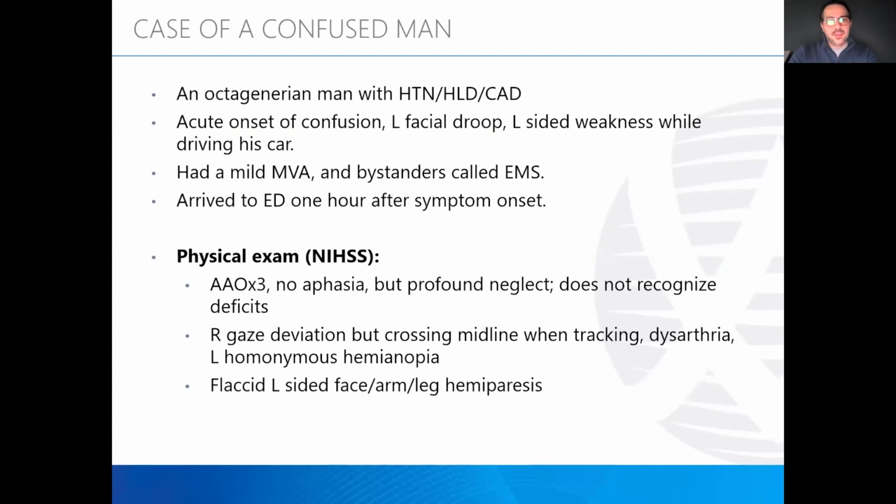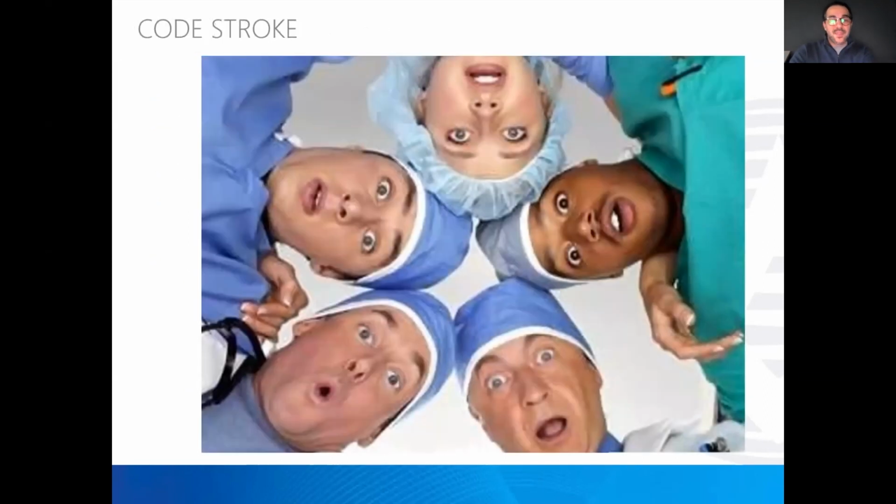This is an octogenarian with acute onset of confusion, had a motor vehicle accident, was actually in the trauma bay for a few hours before one of the astute nurses picked up that the weakness the patient was having, the left-sided face, arm, and leg hemiparesis, was not due to pain, but rather due to neurologic deficits. So a code stroke was called.